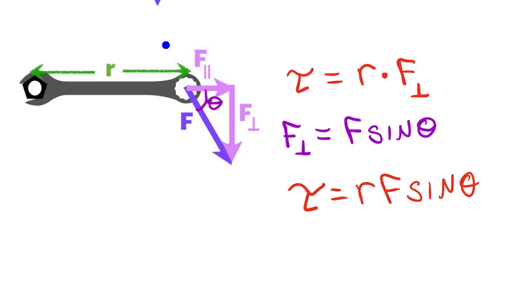Whenever we encounter a force that is not perpendicular to R, we're going to need to break it down into its components and calculate the perpendicular component based on looking at the triangle. In this particular situation, the perpendicular force is opposite the given angle theta, so we will use sine.